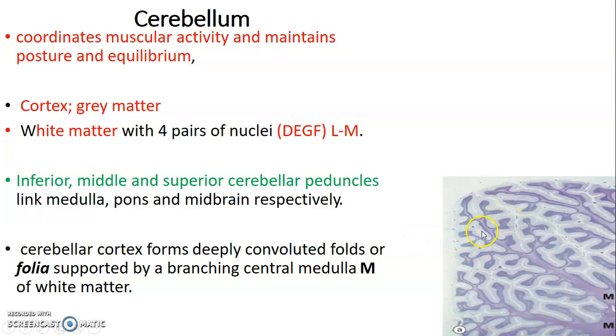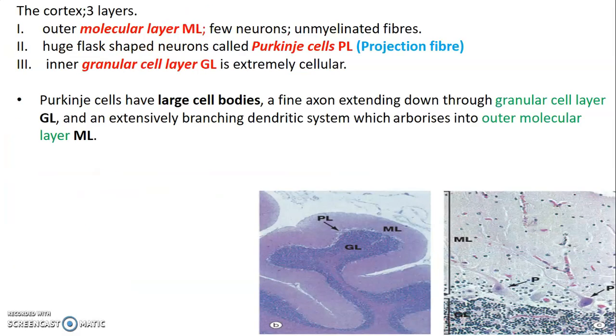Then the Purkinje is the middle layer. So this is the molecular layer, this lighter region. Then the Purkinje layer is just a single layer of flask-shaped cell bodies of neurons. Purkinje cells have flask-shaped cell bodies, and their dendrites project into the molecular layer. Then the granular layer is called granular because it resembles sand granules. So Purkinje cells, how do you describe them? They are large cells. Cell bodies are large and flask-shaped, and they have a fine axon that extends to the granular layer and dendrites arborizing into the molecular layer.